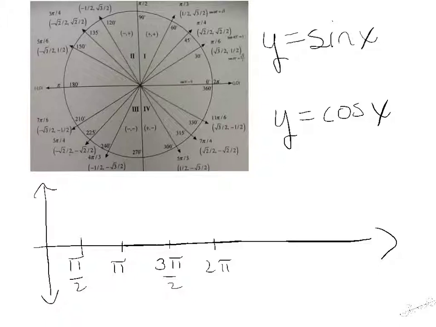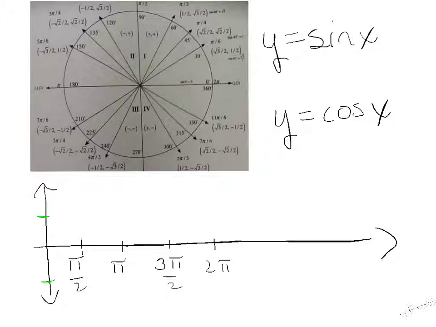All right, so this is 1 and negative 1. Just like the sine function, the range for the cosine is from negative 1 to 1, and the domain is all real numbers. So those are important things to remember.